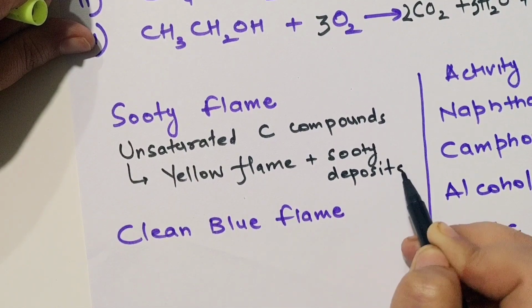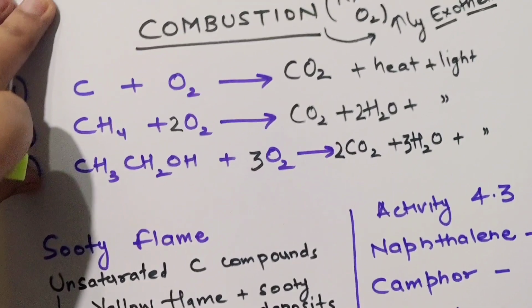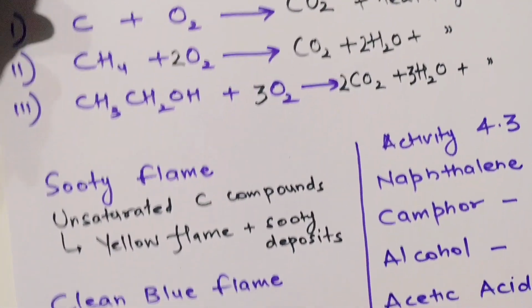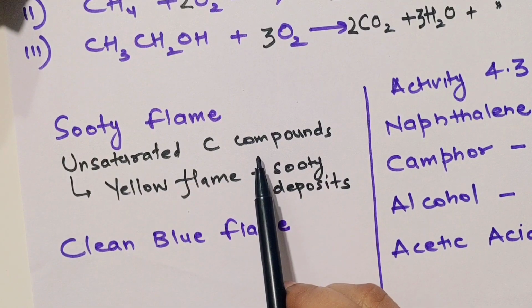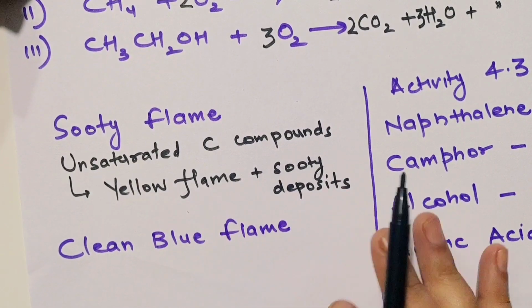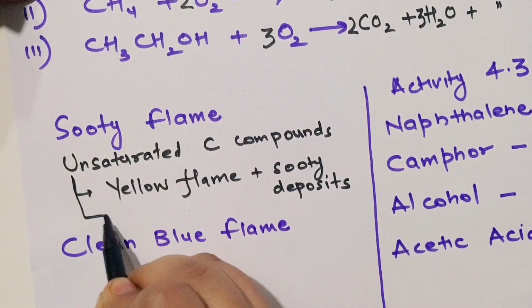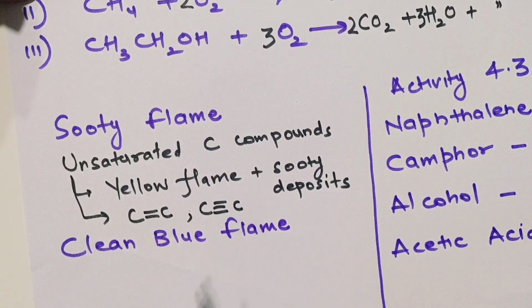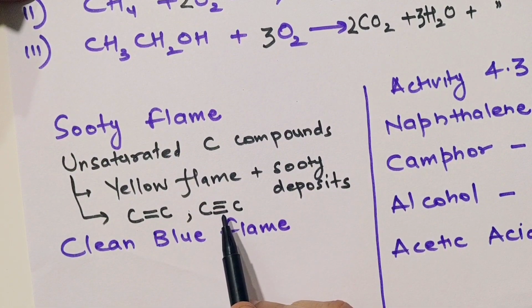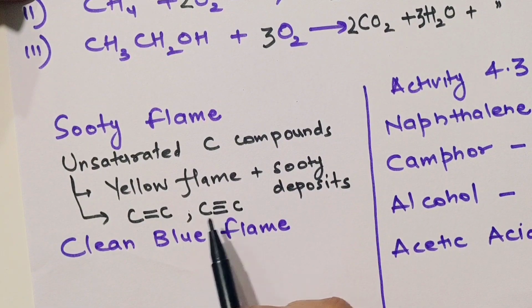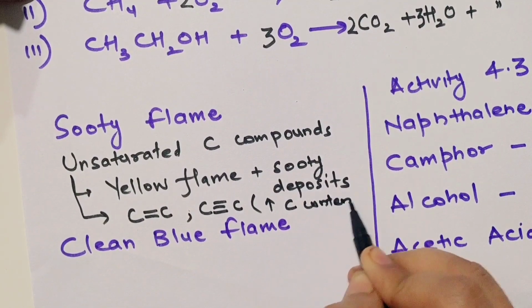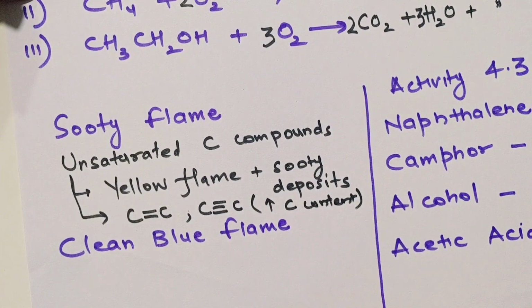Now, what is that? Okay, so the products that we discussed here are the products when there's a complete combustion taking place. But that would not be the case if we have unsaturated carbon compounds. Unsaturated carbon compounds are the ones which have carbon-carbon double bond or carbon-carbon triple bond. Okay, these are unsaturated compounds and they have relatively high carbon content. That means they have high percentage of carbon.